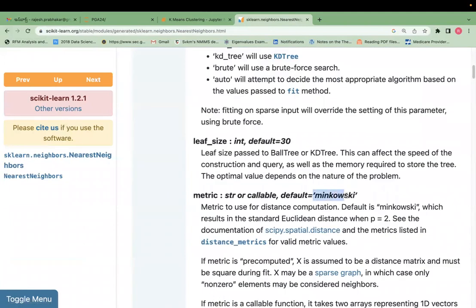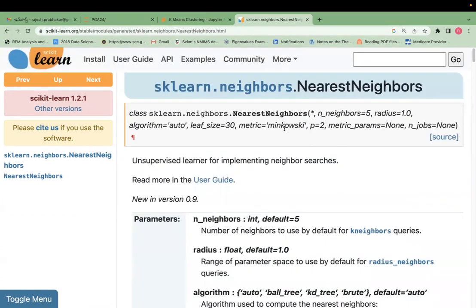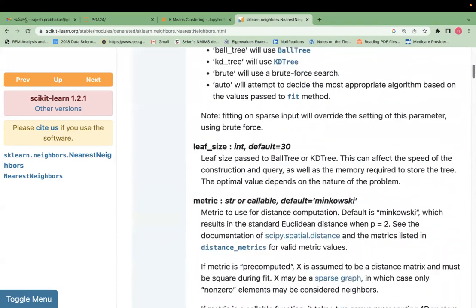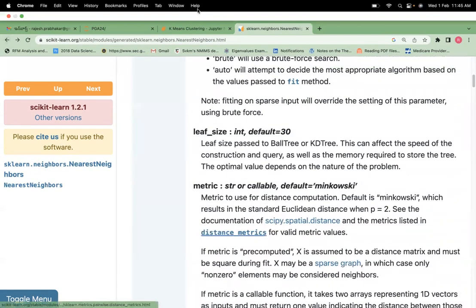The default is Minkowski distance. Generally we use Euclidean, but for nearest neighbors the default is Minkowski. You can change it to anything, to Euclidean also. See, the options are cityblock, cosine, Euclidean, Haversine, L1, L2, Manhattan. You can give any distance measure.